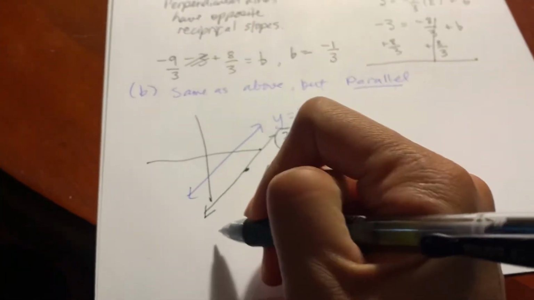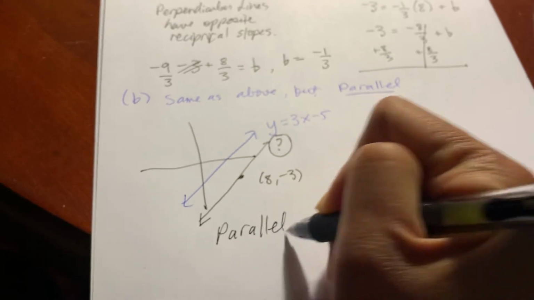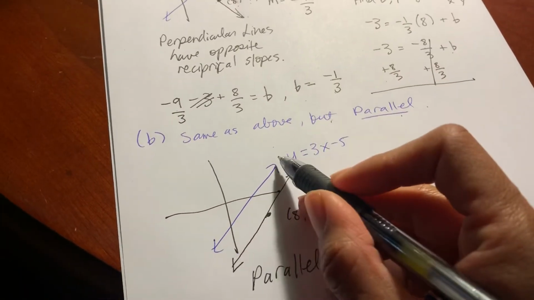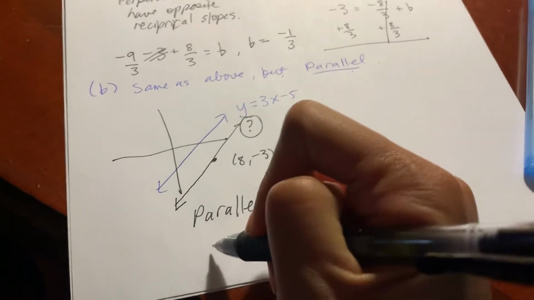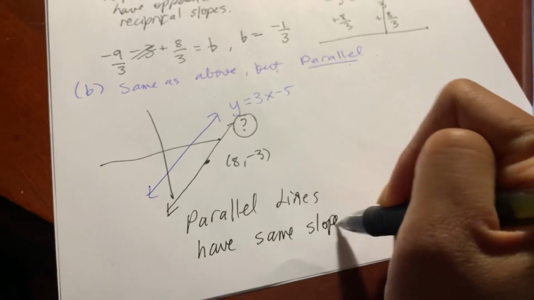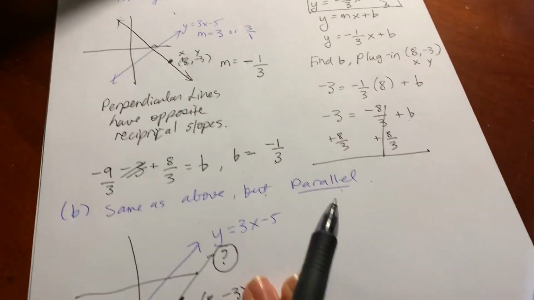So one of the things that we need to know is that parallel lines, notice they have the same steepness. So the steepness of this is the same steepness as that. Parallel lines have the same slopes. So that's an important rule to know, just as perpendicular lines have opposite reciprocal slopes.